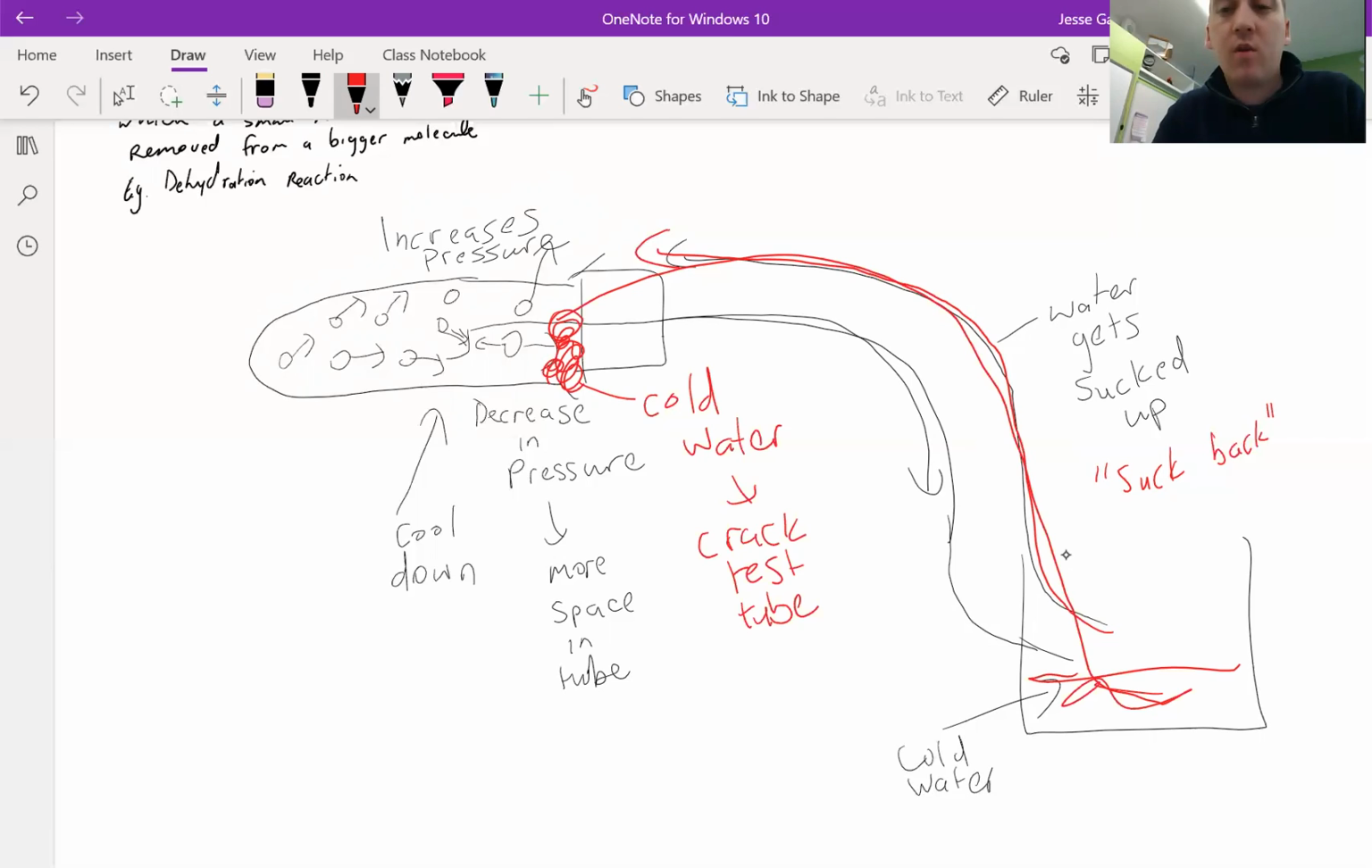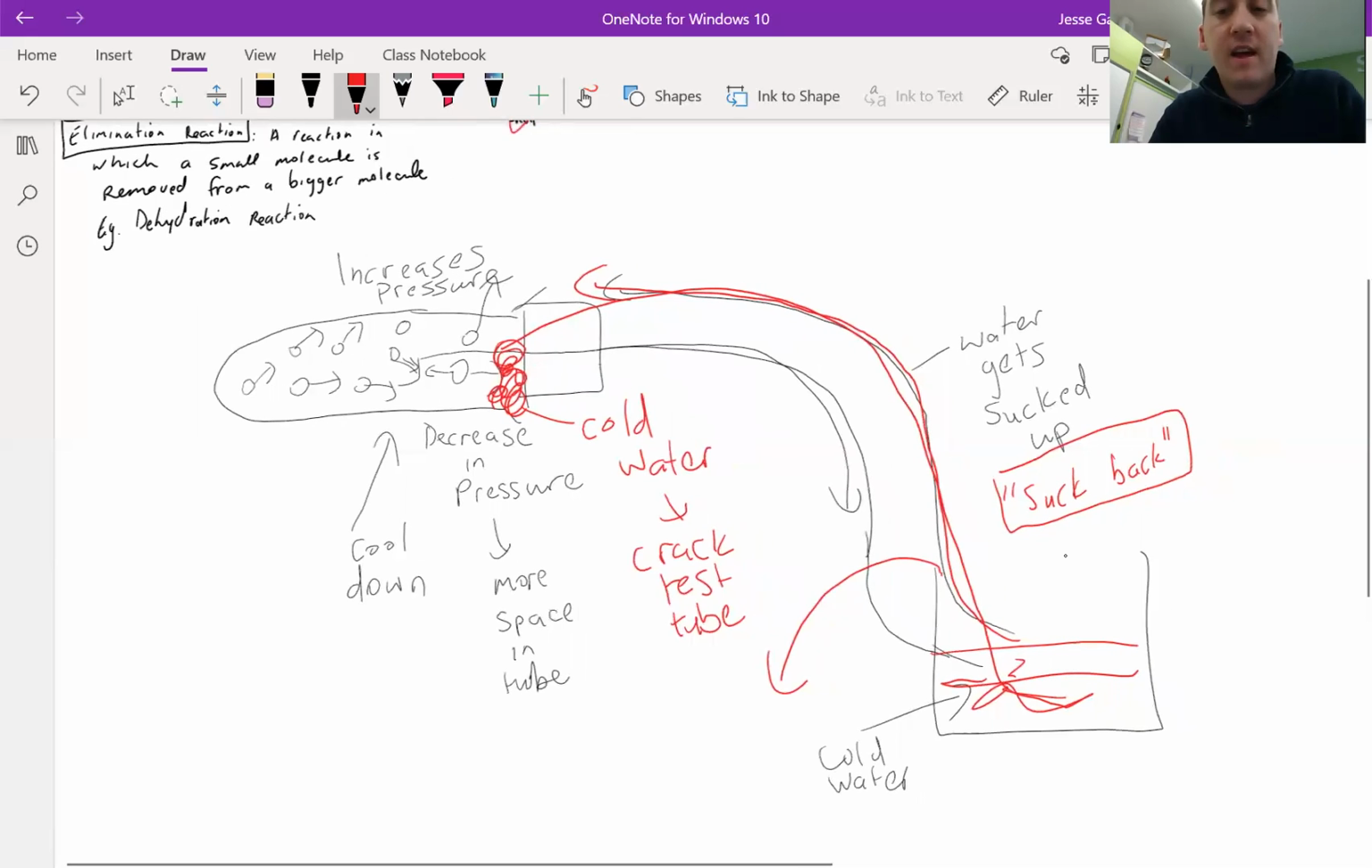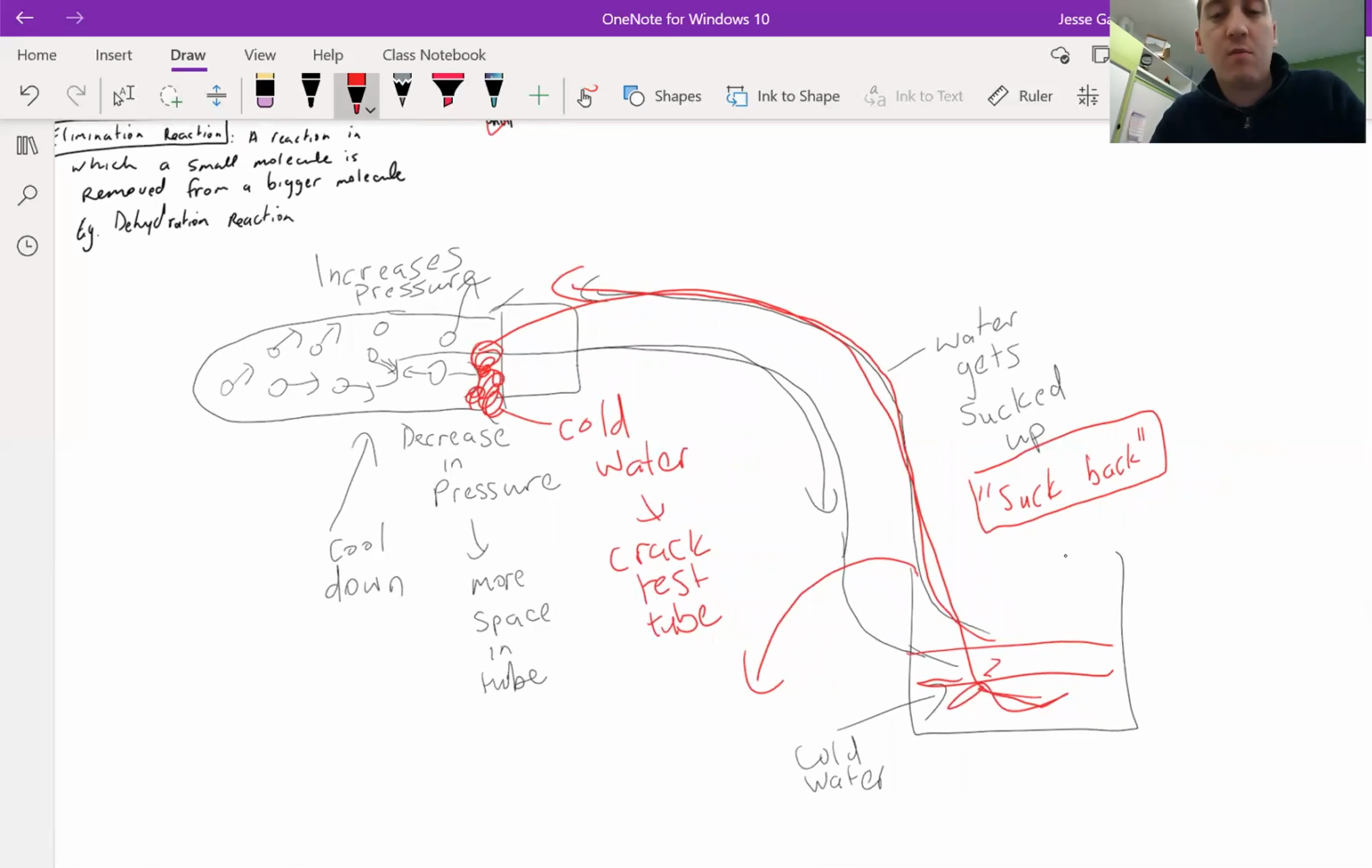So why do we want to remove the tube? The way we can stop it is, as soon as we stop heating, if we take the tube out of the water, so remove the tube from the water, then it won't be able to suck any of the water up. It'll suck back, but it'll be sucking back air. And the air isn't a big issue. You can suck air into the tube, no problem, from the room. It's not going to cause the test tube to crack. So we want to prevent that thing called suck back. That's why we want to remove the tube.